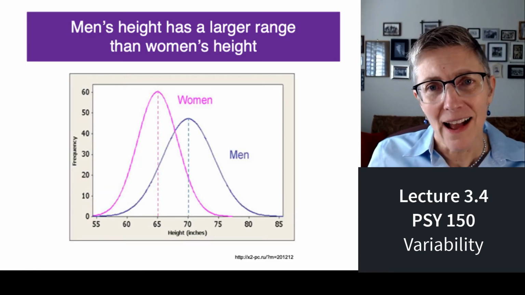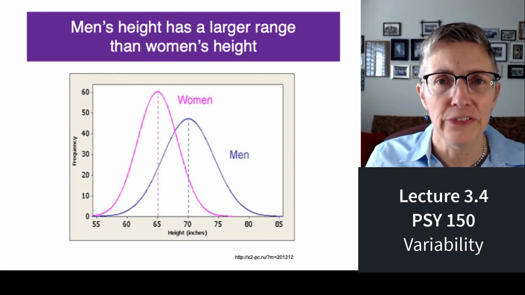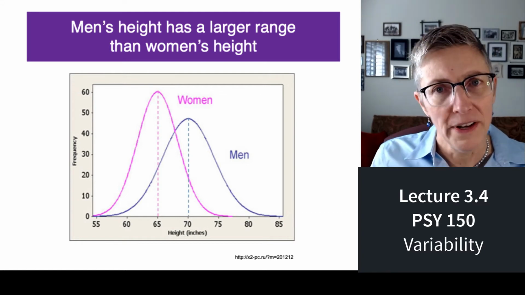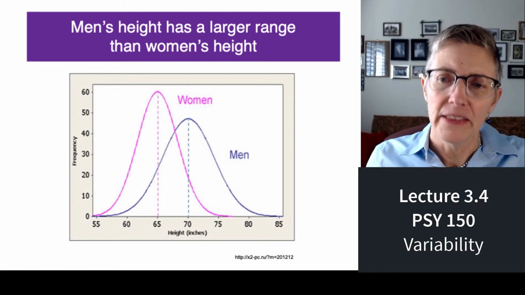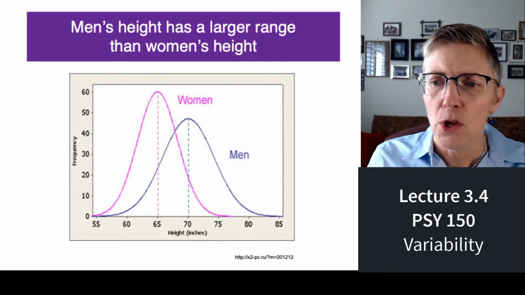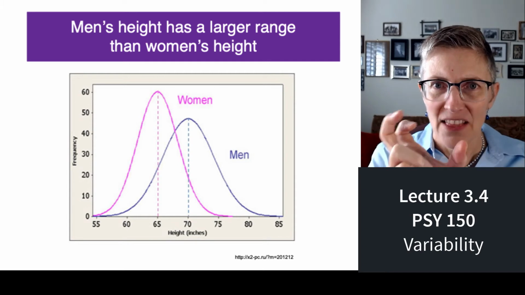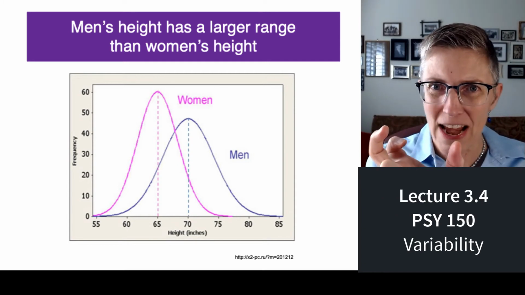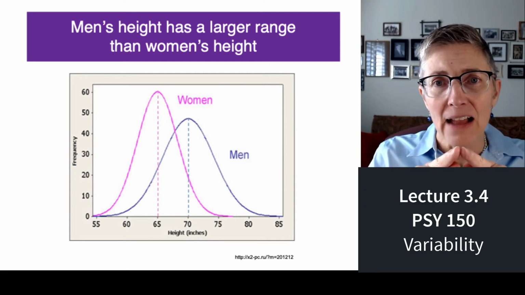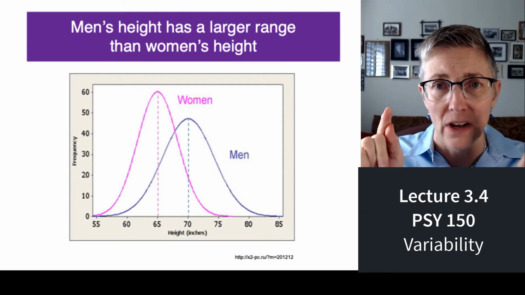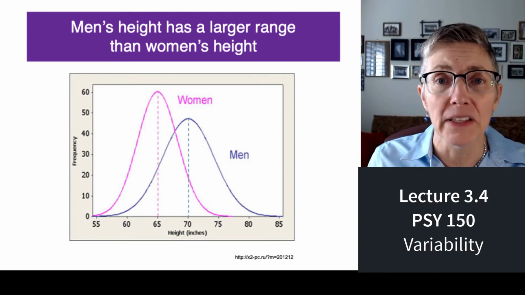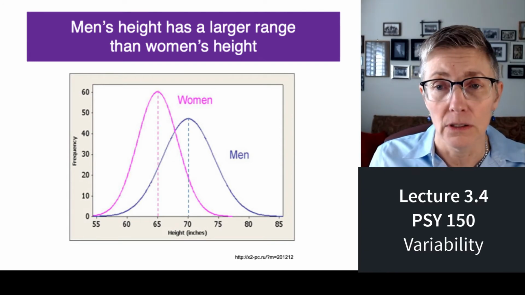When you look at heights of men and women, so here are two frequency distributions. One is for the heights of men, the other is for the heights of women. What you can see is that the curve for women is a little narrower. The distance, the range is smaller. Men have a larger range of heights, which means there's more variability in men's heights than there is in women's heights.